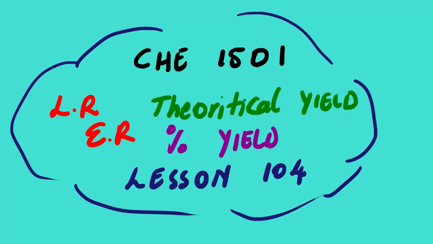Our lesson for today will be looking at Chemistry 1501. The topic for today will be looking at limiting reagent, excess reagent, theoretical yield, percentage yield. Lesson 104. Let us start.